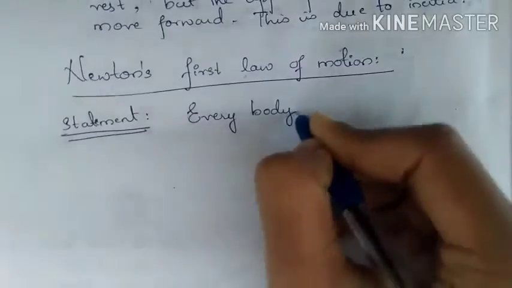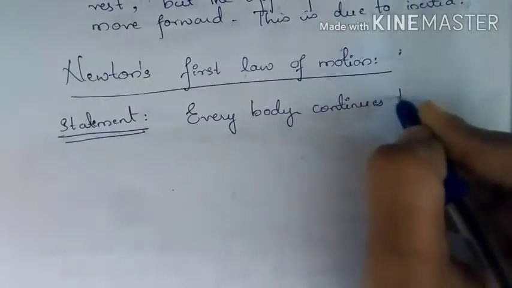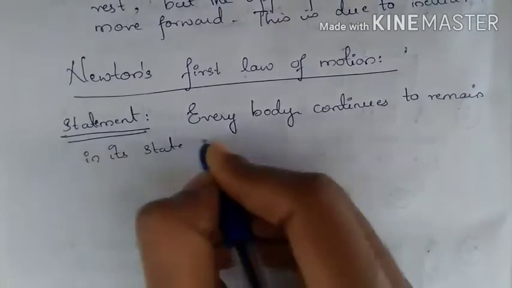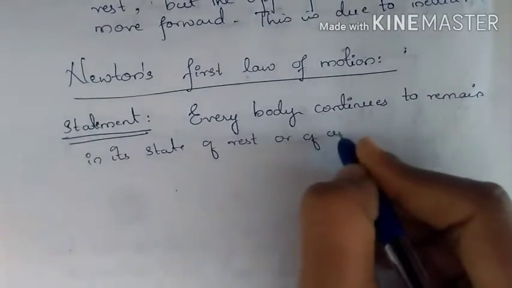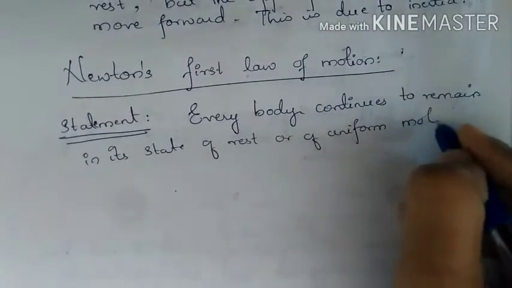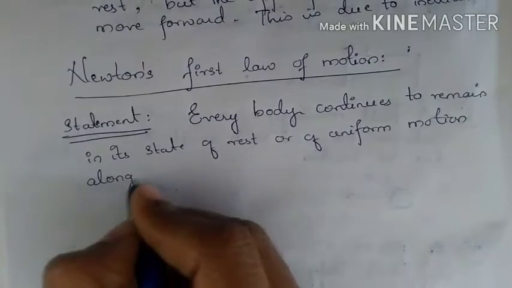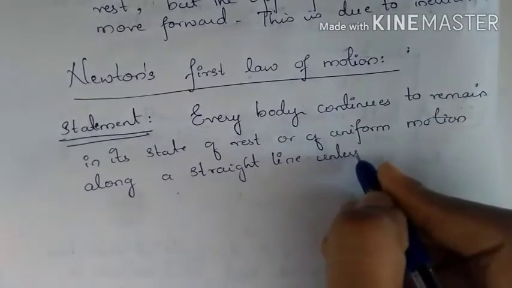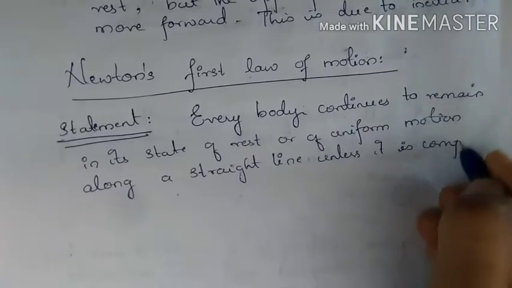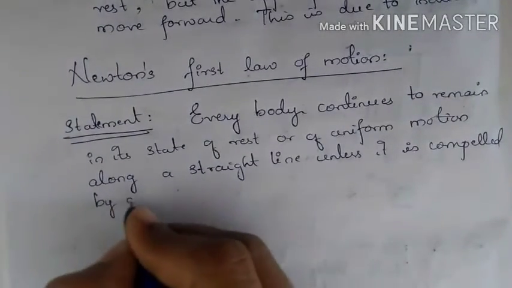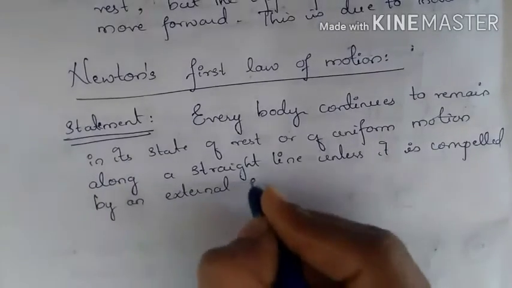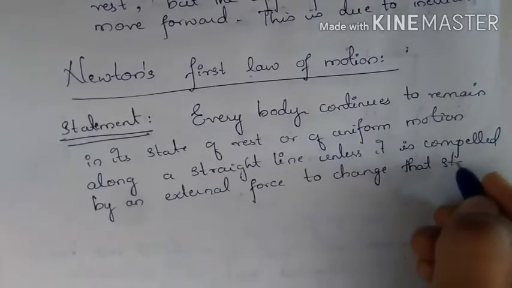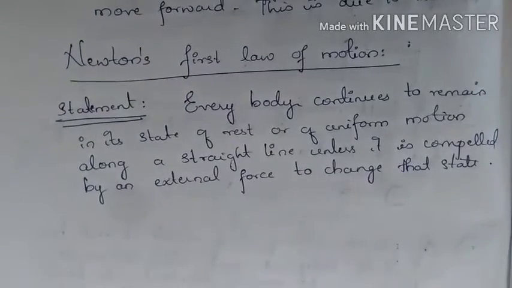Every body continues to remain in its state of rest or of uniform motion along a straight line unless it is compelled by an external force to change that state. So this is Newton's first law of motion.